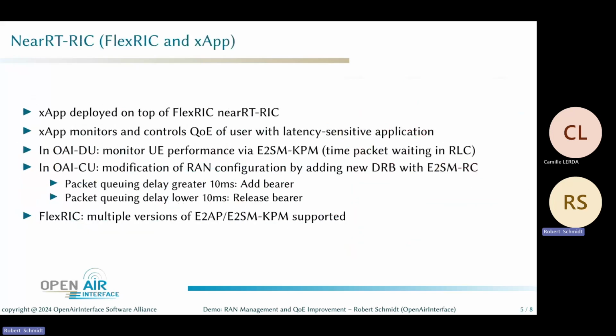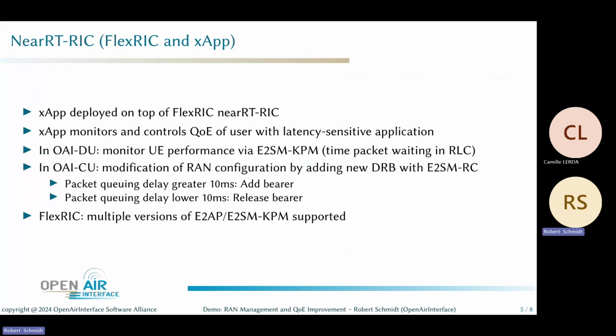That's the SMO. And basically, we have the xApp, which is deployed on top of the near real-time RIC, and it monitors something. It monitors on the DU the UE performance via the KPM, and basically gets information on how long packets wait in the RLC sublayer. Then on the CU, we can modify the RAN configuration by adding a new DRB and basically segregating the traffic of what congests and the game.